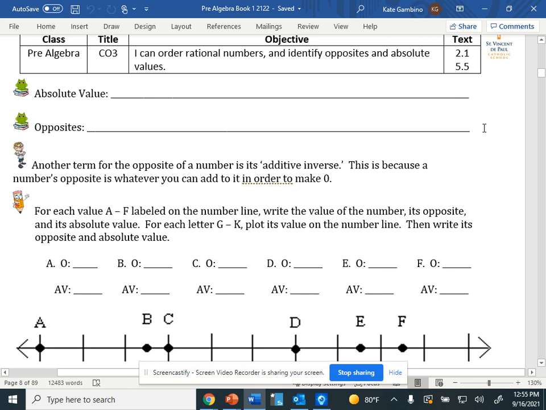Okay, today we are doing CO3. I can order rational numbers and identify opposites and absolute values. First thing we're going to do is fill in what these words mean.